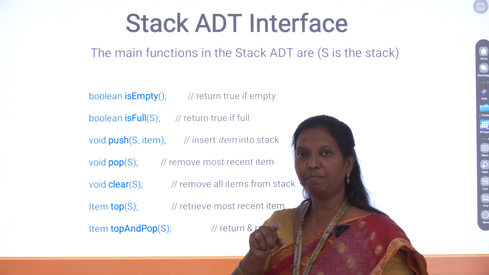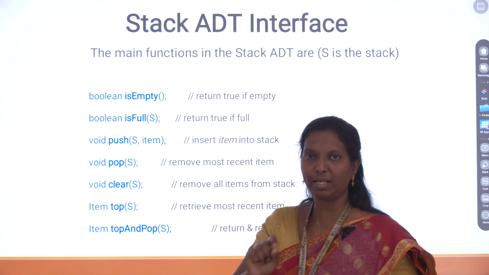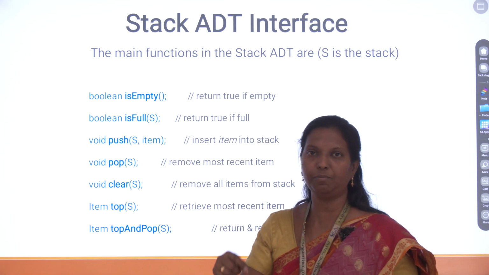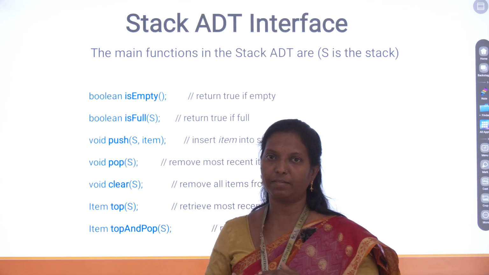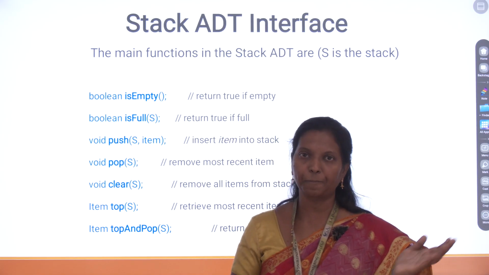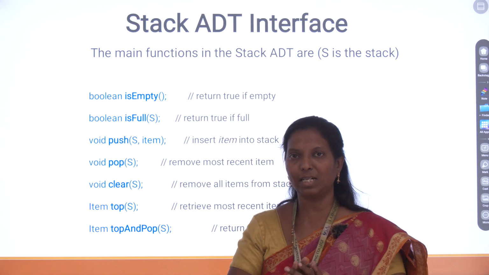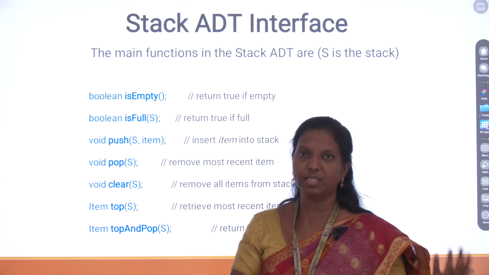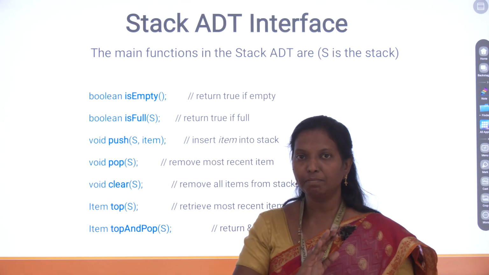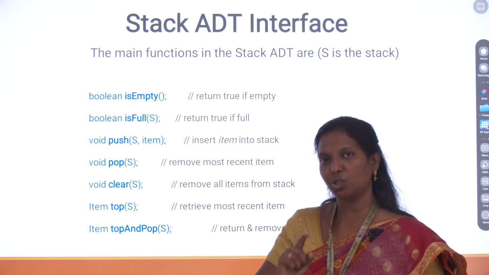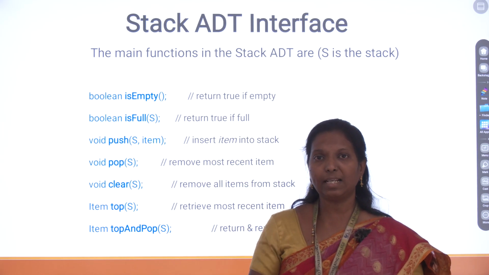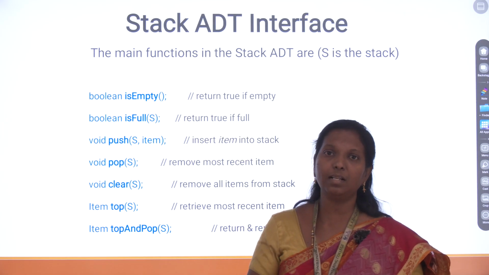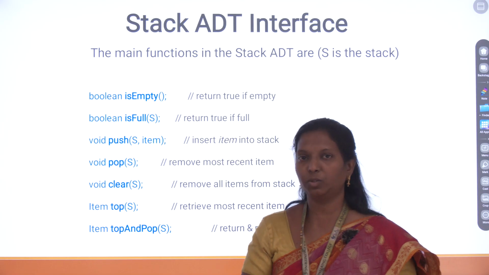Then pop: we have pop(S). The stack is the only parameter. Here we don't need the item as a parameter because, as you know, the last element is popped out first. So if you give the stack name alone, that is enough, since the last element is always fetched first. This is the only parameter passed to the pop method. Then clear. Clear empties the entire stack. Whatever elements are there, everything will be emptied. So that is clear.